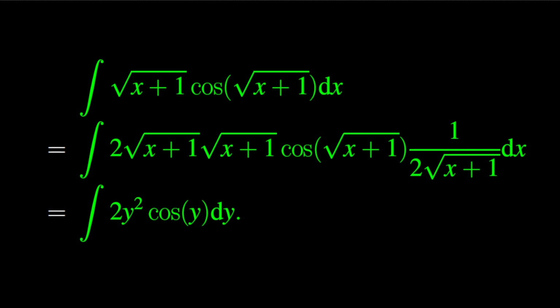This new function is the product of a polynomial function, 2 times y square, and the nonlinear function, cosine of y. Remark that the best method for the integration of products of polynomial functions and nonlinear transcendental functions is the method of integration by parts. In this case, we have to use integration by parts to compute the integral of 2y square times the function cosine of y dy.